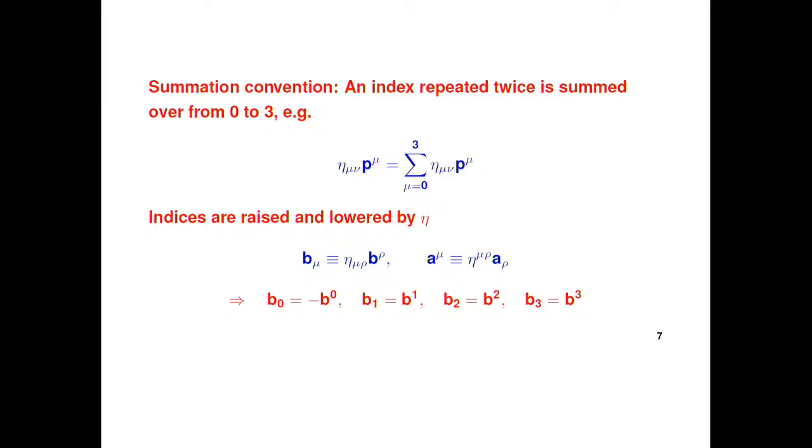We will raise and lower indices by η. So, if you have a vector with upper index, a vector with lower index will be defined by the multiplication of η_μρ, and the ρ is summed over because it is repeated. I am not writing that anymore here because I am using this convention. Similarly, if you have a vector with lower index, you can define a corresponding vector with upper index by similar multiplication. So, using this formula as well as this summation convention, we can easily convince ourselves that these are the relations between the lower index vectors and the upper index vectors.